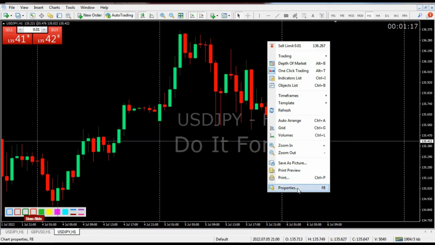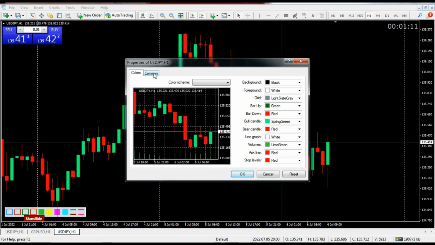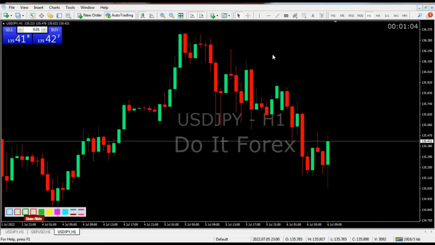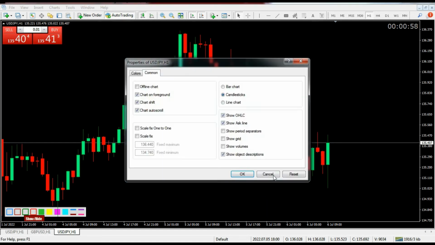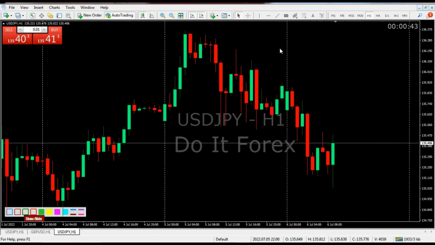Or you can go to the properties, I mean right click, properties, and go to the common section and untick show period separators. If it is not showing like this, then right click with your mouse, properties, choose common, and tick show period separators and press OK. So this is the chart that is showing the daily lines.